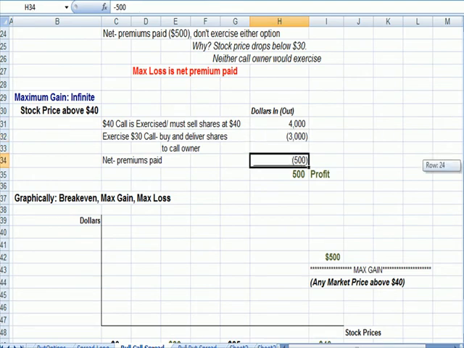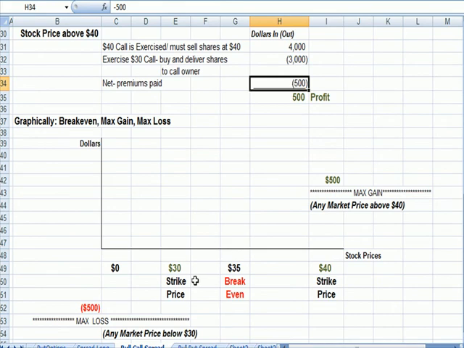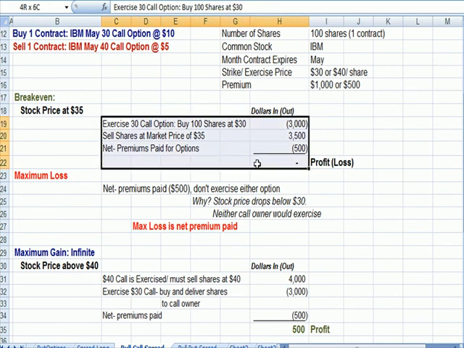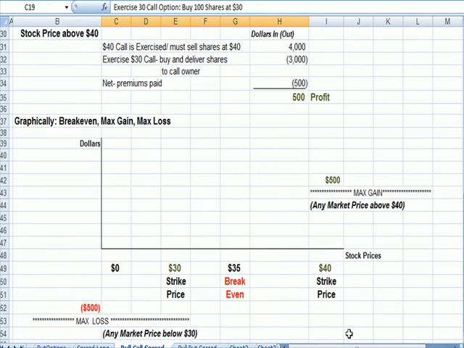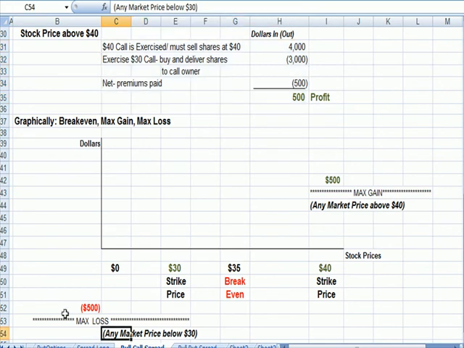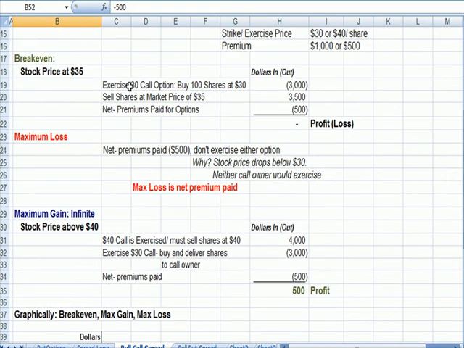So the way this looks graphically is, here's our strike prices, 30 and 40. We learned that $35 is our break even, which we went through right here. And we found out that at any price above 40, the most we can gain is $500. And we illustrated that here. Any price below $30, our max loss is $500. And we illustrated that here.